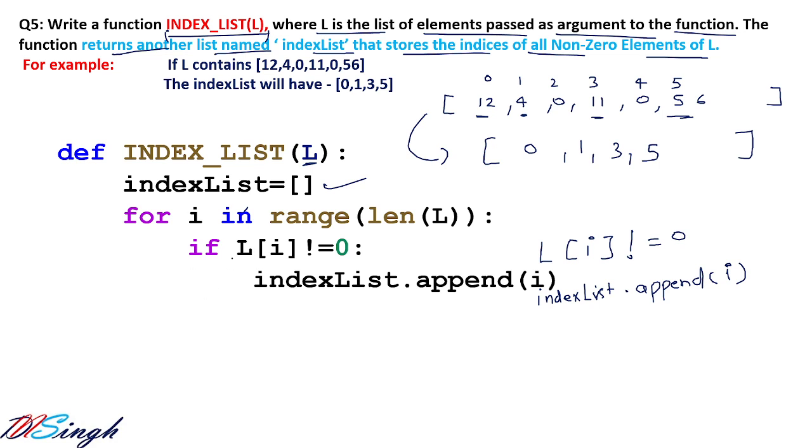And when this loop is over, all the indexes of non-zero elements will be stored inside this variable called index list. And then we are going to return this from this function. So this particular function is going to return a list containing all the indices of the elements which are non-zero. I hope you got that.